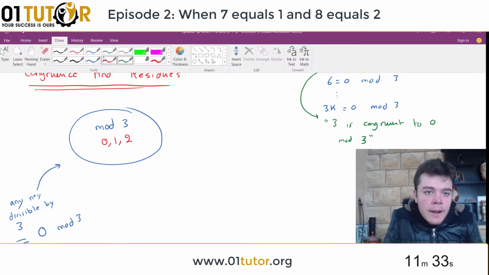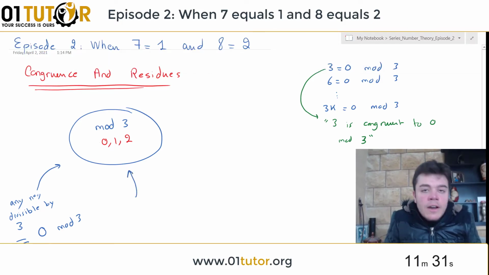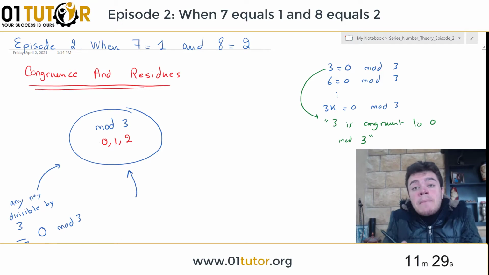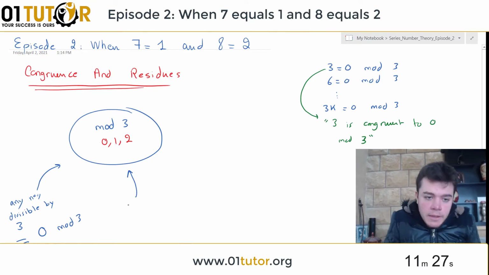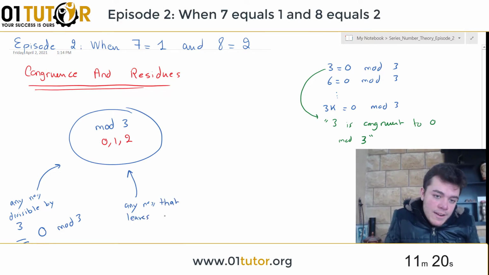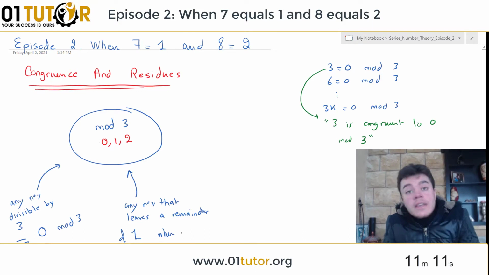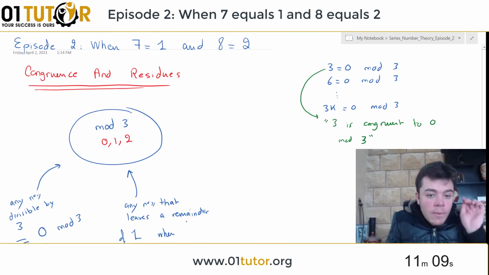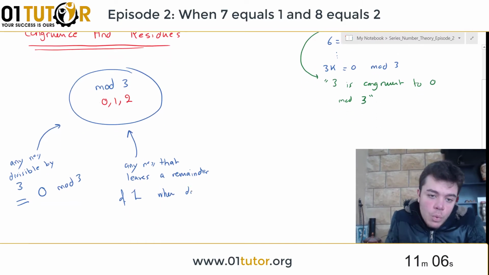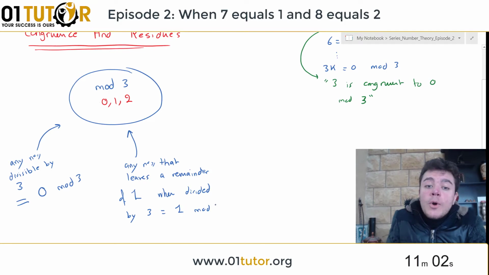To make this simpler, I'm going to give you the numbers that are not divisible by 3. They leave a remainder of 1 when they are divided by 3. So if you give the mod 3 any number that leaves a remainder of 1 when divided by 3, we say it's equal to 1 mod 3. It's congruent to 1 mod 3. So any number that leaves a remainder of 1 when divided by 3 is equal to 1 mod 3.